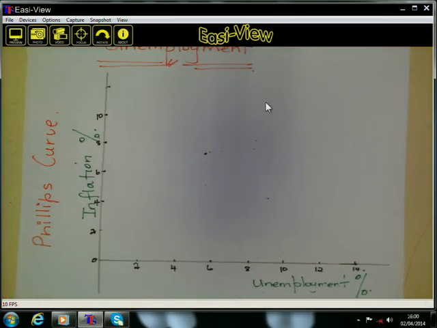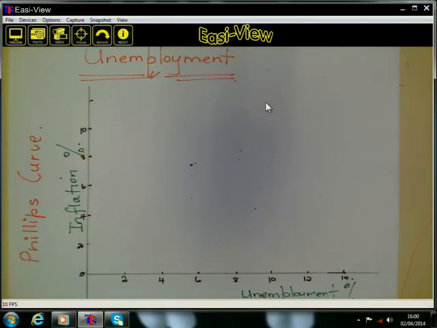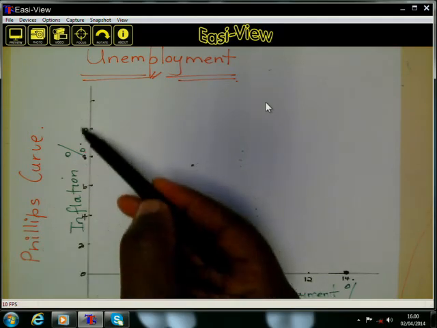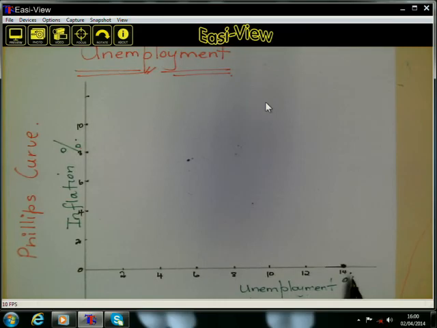Right. So now what does the Phillips curve show us? Assuming that unemployment is at 14%, then as you can see there, our inflation is at 0%. So if our unemployment is a little bit high at 14%, then we have zero inflation.